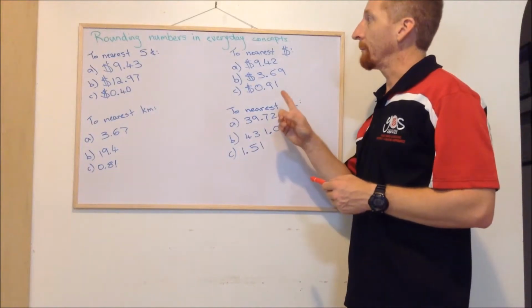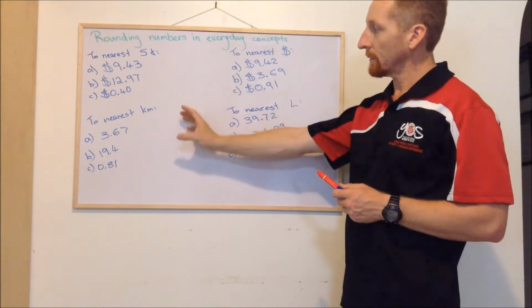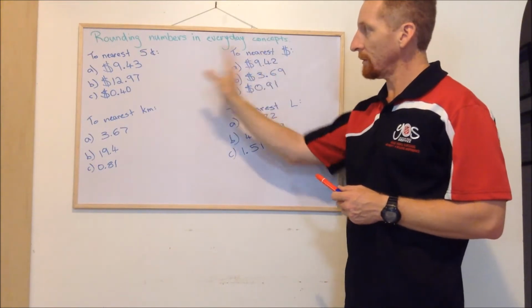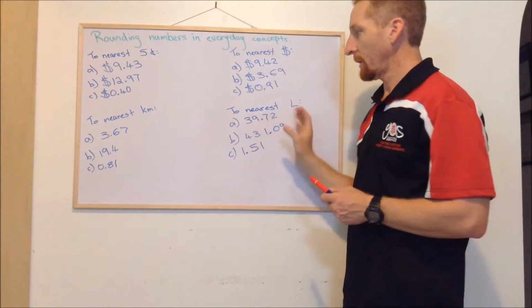So now we're looking at rounding numbers in an everyday concept. So we have nearest 5 cents and nearest dollar. In the context of money, we'll talk about those. Also nearest kilometre and nearest litre.